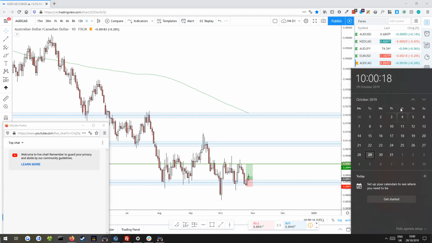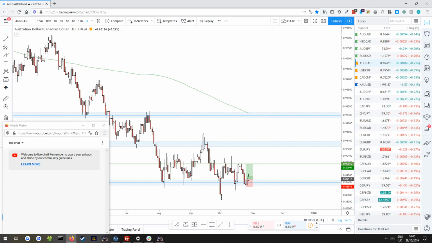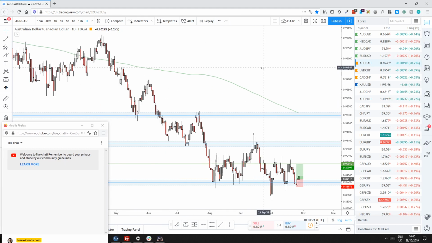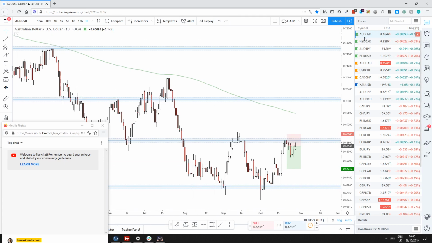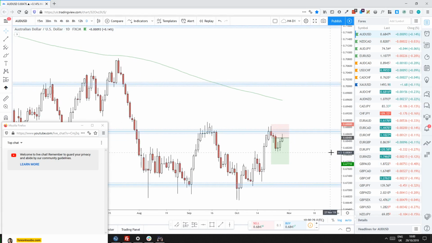Today is Tuesday, the 29th of October, 2019, and the time is 10 a.m. here in the UK. You're looking at an AUDCAD daily chart. I'm going to go up to an AUDUSD daily chart. Today's analysis, we're going to be looking for price action setups. We're going to be taking a quick look at the news, what's coming up this week, and at some of the trades we took last week, see how they're progressing and all that. So let's just dive right in here.